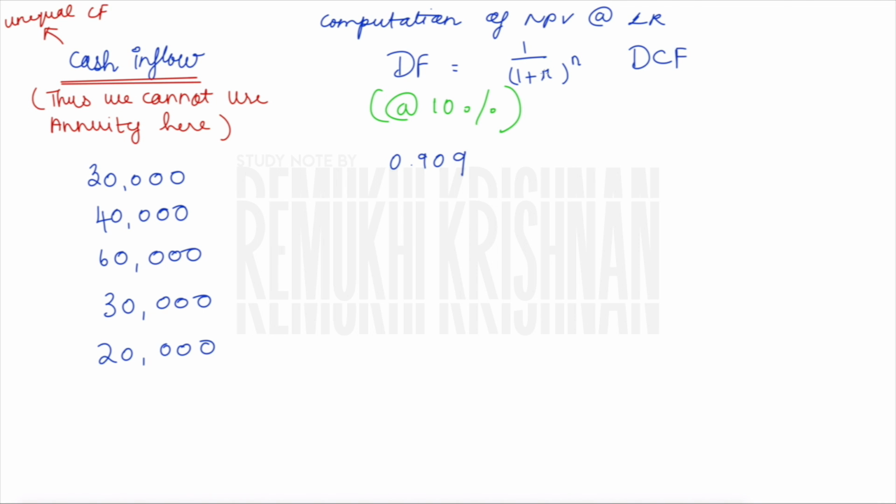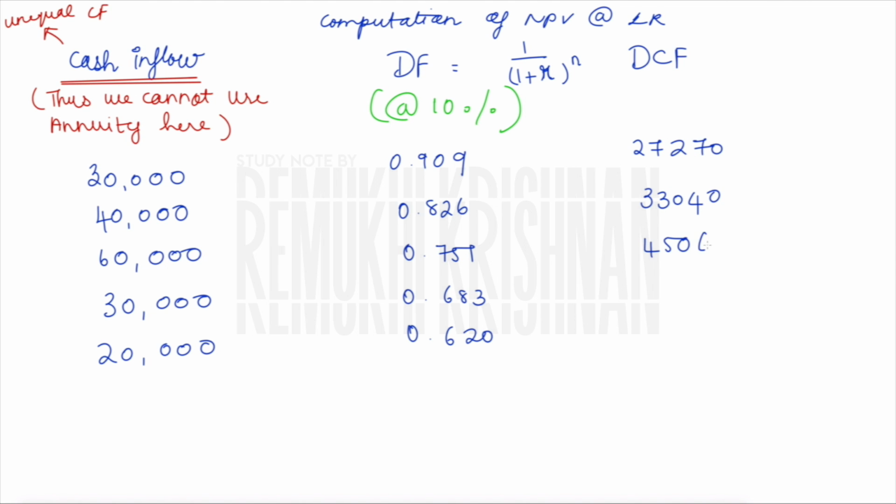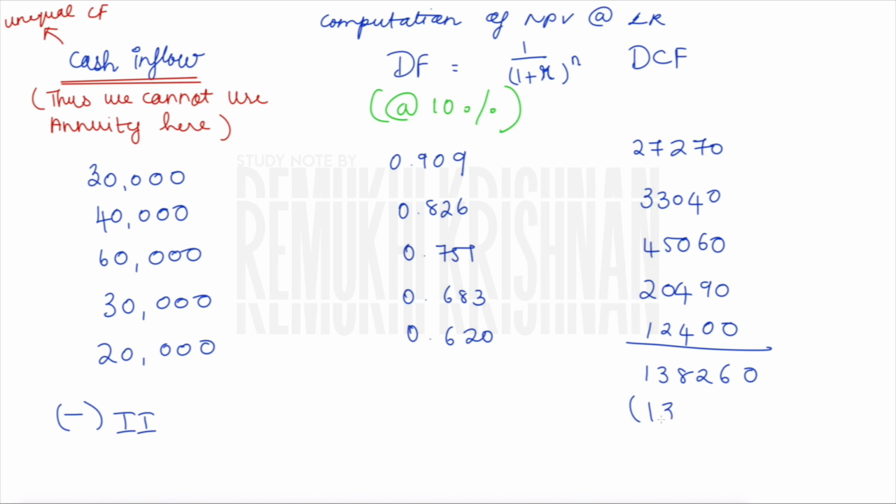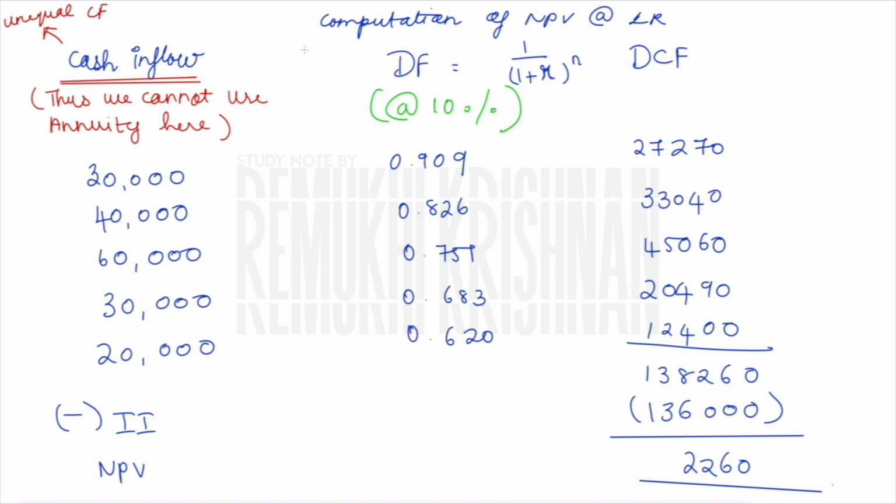So the first value is 0.909. You know the computation of this, right? Because we have elaborately seen this in our previous videos. After multiplying the cash inflow and discounting factor, I will arrive at my discounted cash flows. So my discounted cash flow is nothing but 1,38,260. Subtracting my initial investment, I have arrived at my net present value at lower rate. It is nothing but 2260.